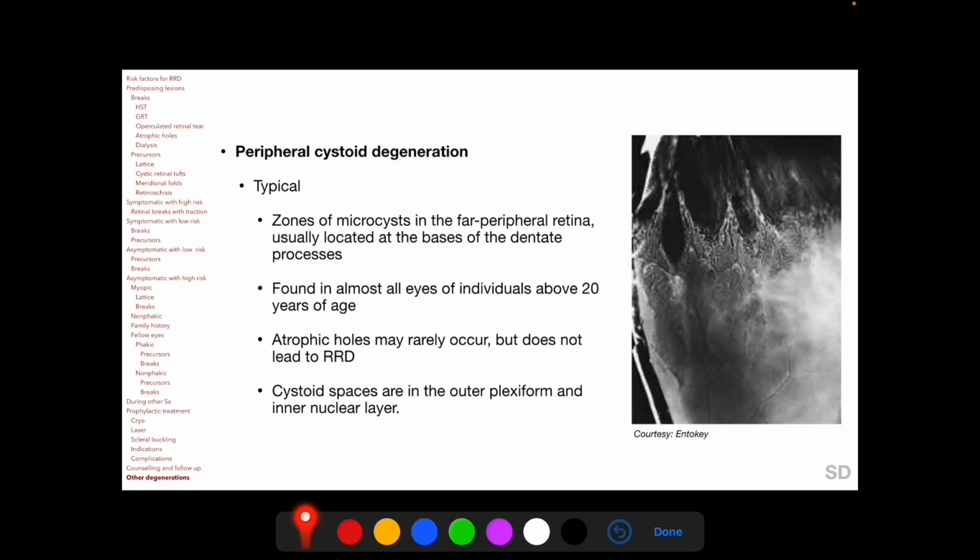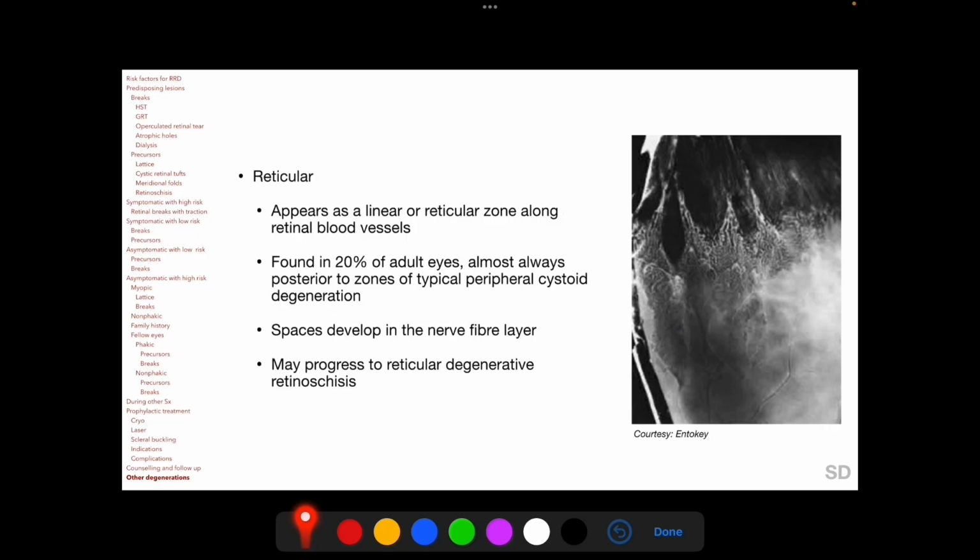Typical peripheral cystoid degeneration appears as zones of microcysts in the far peripheral retina, usually located at the bases of the dentate processes, and they are found in almost all adult eyes. Reticular peripheral cystoid degeneration appears as a linear or reticular zone of cysts along retinal blood vessels, as seen here in this photograph. Although they are found in only 20% of adult eyes, they are almost always located posterior to zones of typical peripheral cystoid degeneration.